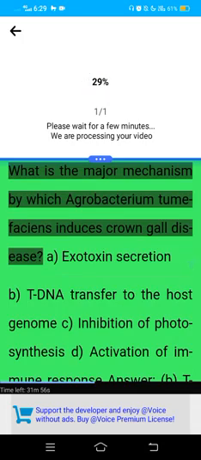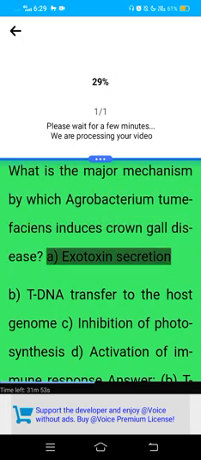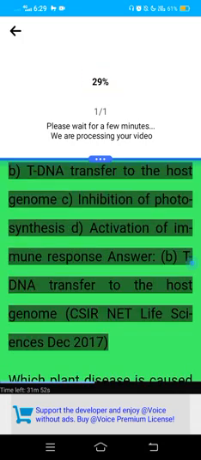What is the major mechanism by which Agrobacterium tumefaciens induces crown gall disease? A. Exotoxin secretion. B. T-DNA transfer to the host genome. C. Inhibition of photosynthesis. D. Activation of immune response. Answer. B. T-DNA transfer to the host genome. CSIR NET Life Sciences, December 2017.